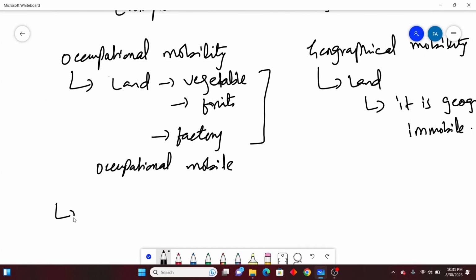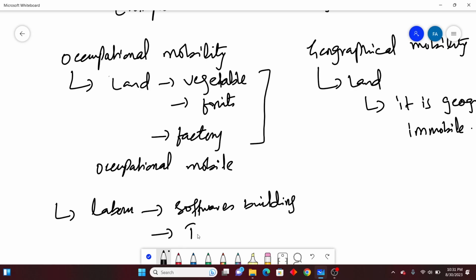Let's talk about the second factor, which is labor. If you talk about labor, can the labor do one task or more than one task, or can the labor switch its skills? Obviously, the labor can switch its skills. Maybe there is a person who is just making software. If some person is making software, maybe that person can be involved in teaching. So this is altogether a completely different industry. This is the corporate sector, and this is the school side, maybe.